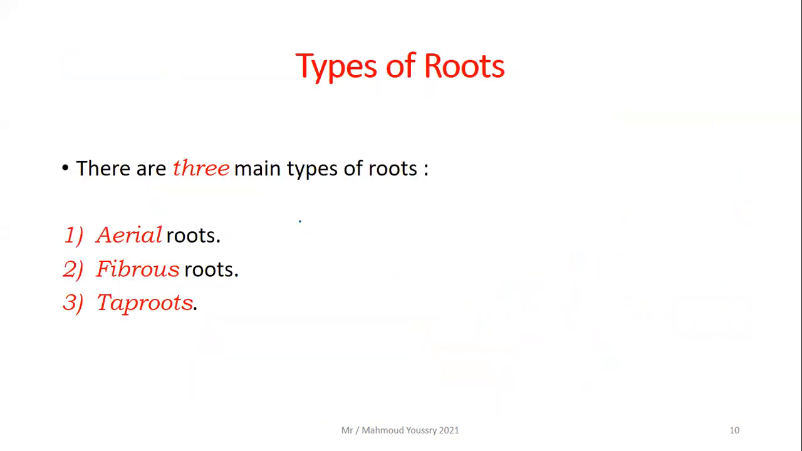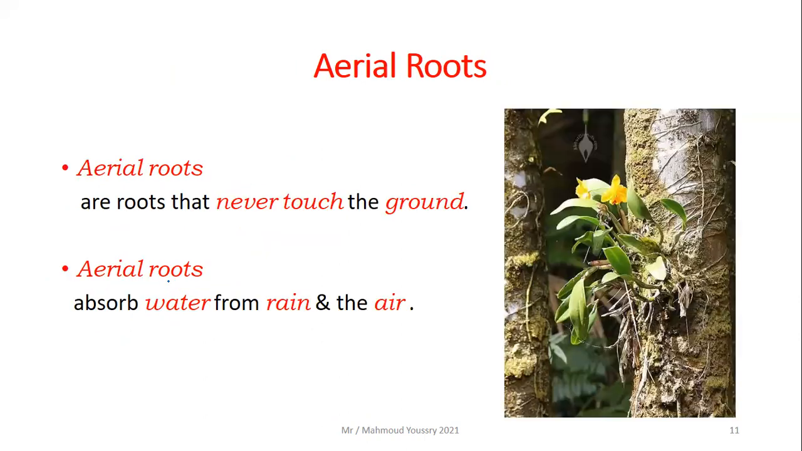Okay, what else? There are three main types of roots: number one, aerial roots. From their name, they are related to the air. The second type is fibrous roots. And the third is tap roots. What about the aerial roots? As you can see here in this picture, this is an orchid plant that is growing on the stem or the trunk of another tree. Aerial roots are roots that never touch the ground. They absorb water from rain and air.